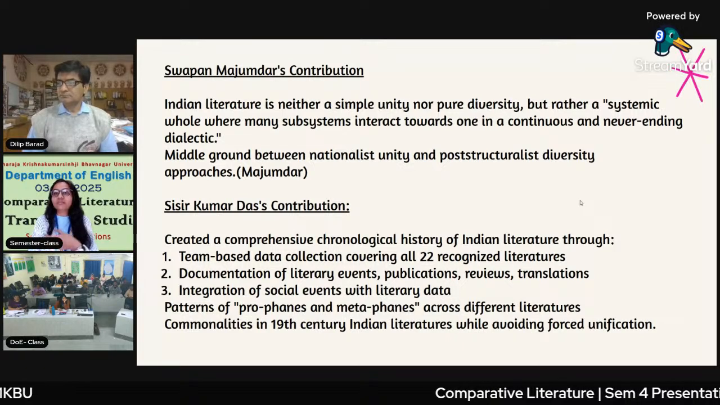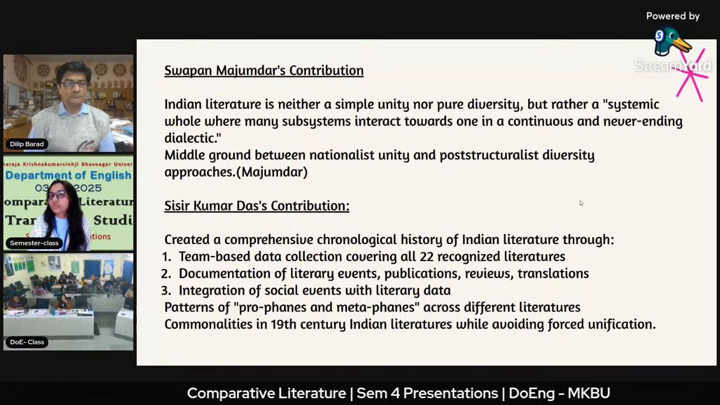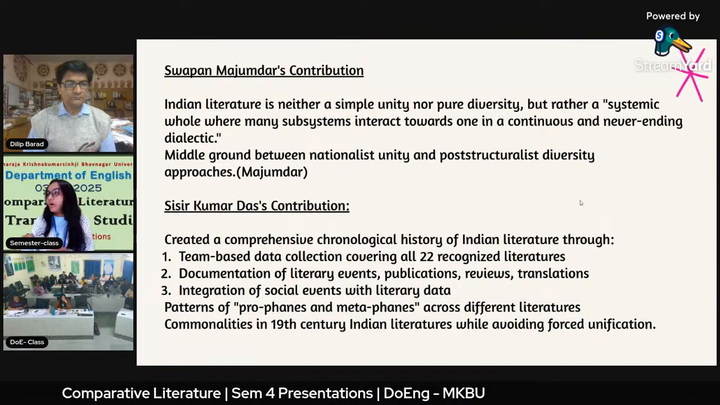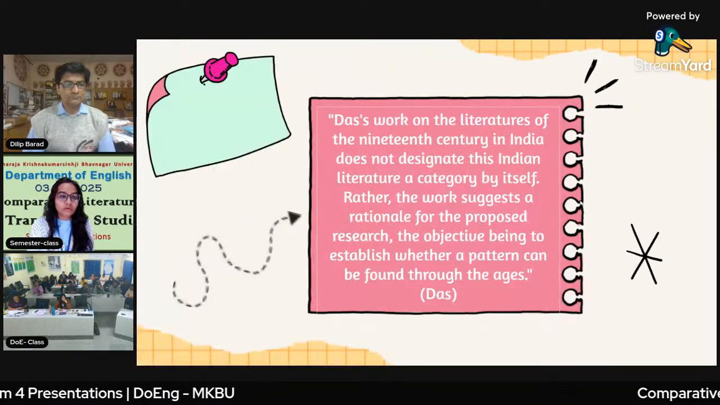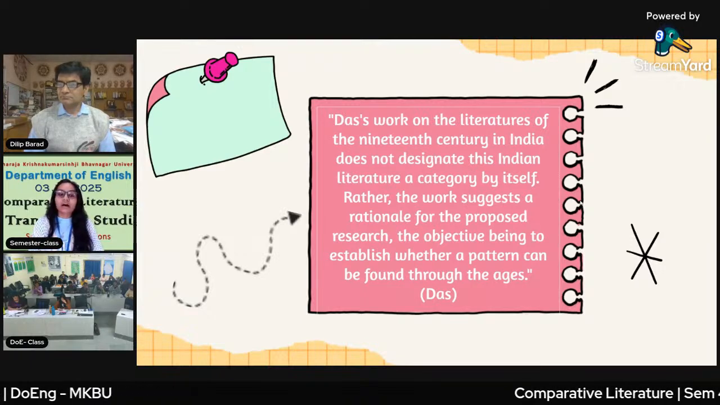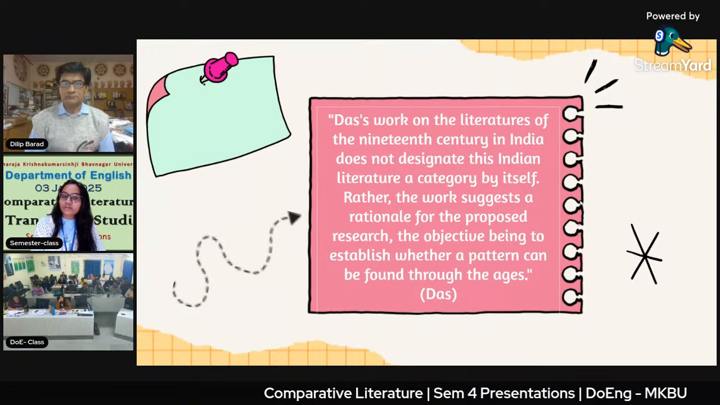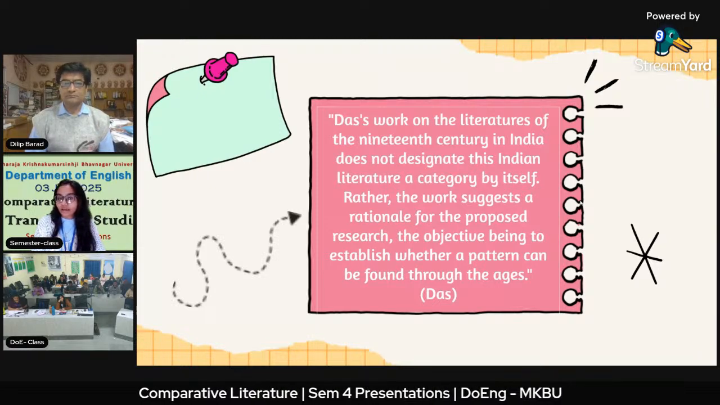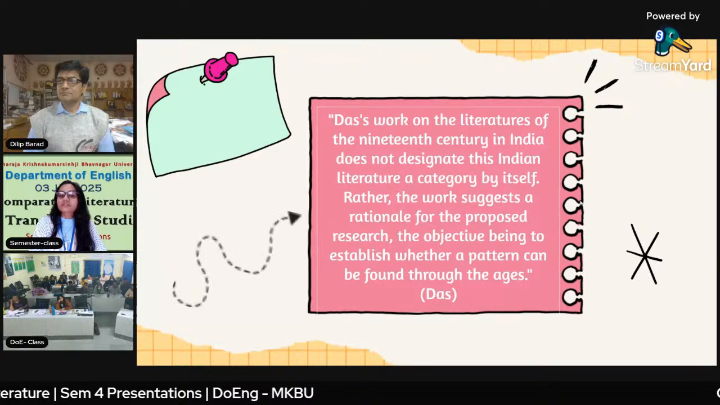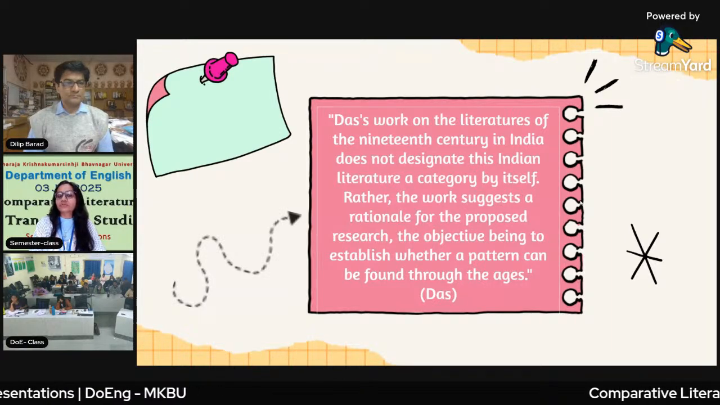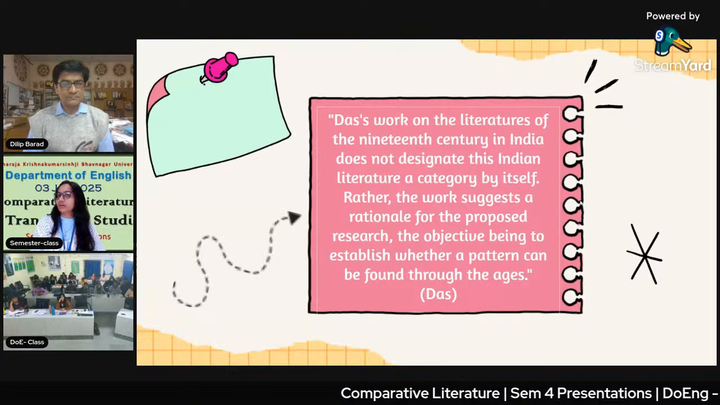So time and again we try to argue that Indian languages have a unification, that it has one. Amiya Dev counter-argued this very argument of having a unification. For supporting this, Amiya Dev says, I quote, "Das's work on literature of the 19th century in India does not designate this Indian literature a category by itself. Rather, the work suggests a rationale for the proposed research, the objective being to establish whether a pattern can be found through the ages," unquote.